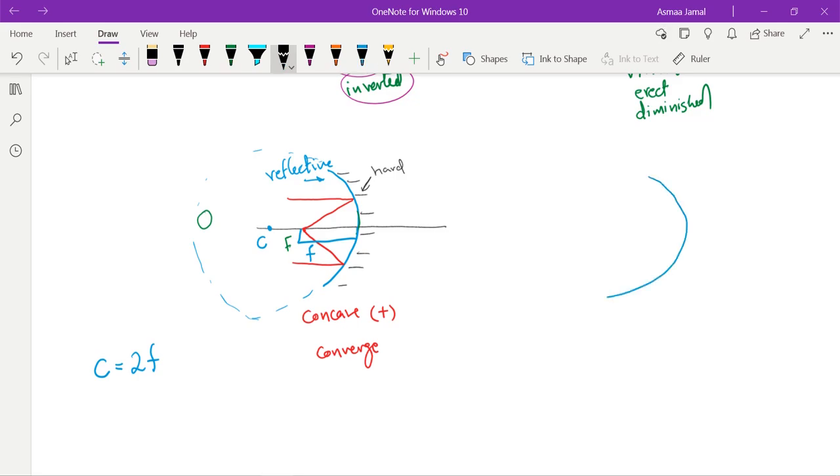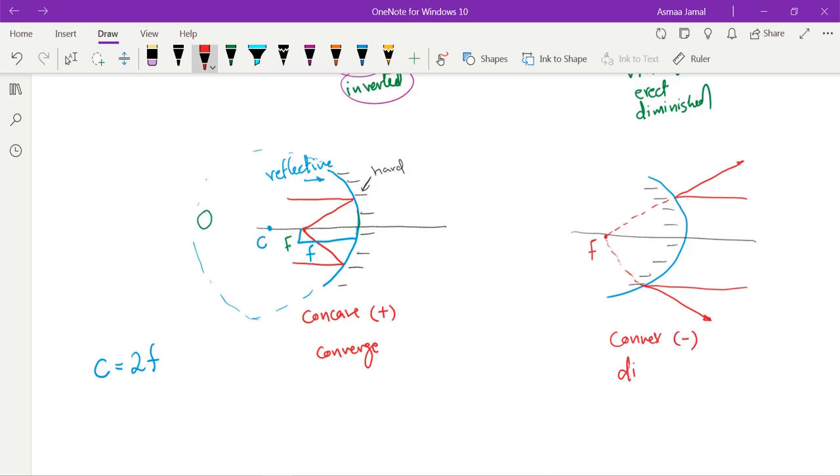In the convex mirror, this is the axis and the hard surface from the inside. The convex mirror will diverge the light, which means we will have the focal point in the opposite direction of the light. So our convex mirror is negative and it diverges the light.